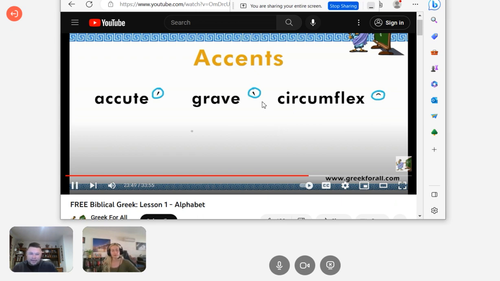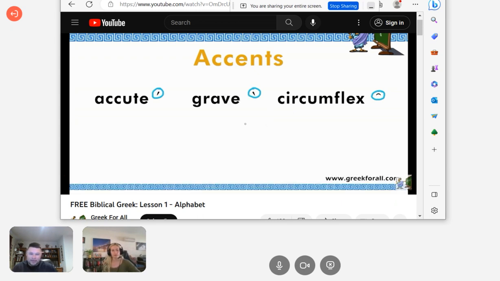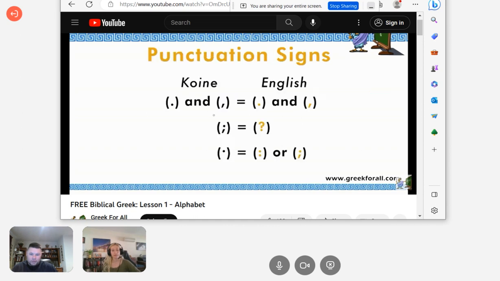All three accents indicate the same, that the syllable upon which the accent falls should be stressed as we pronounce it, similar to English.